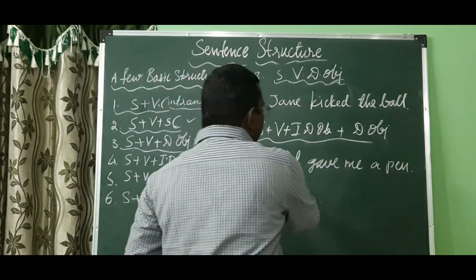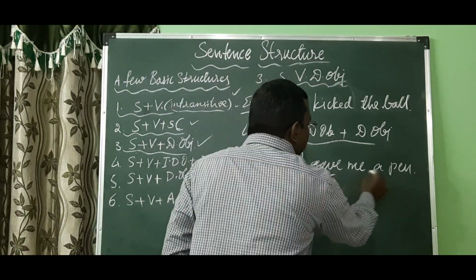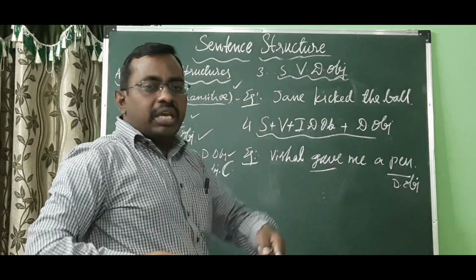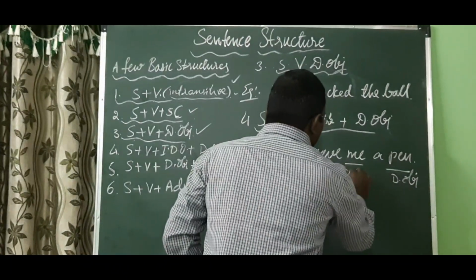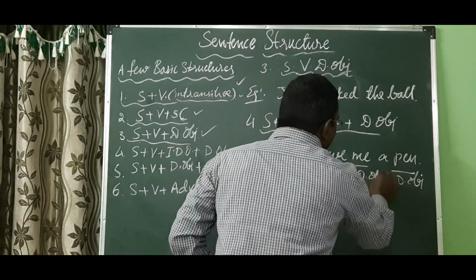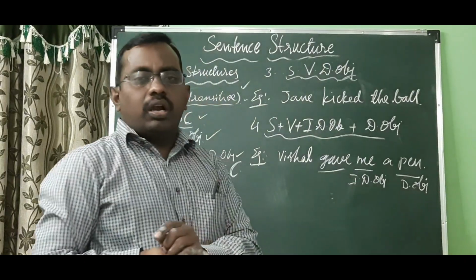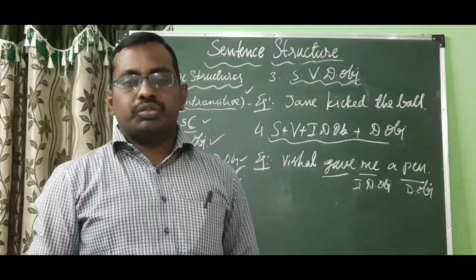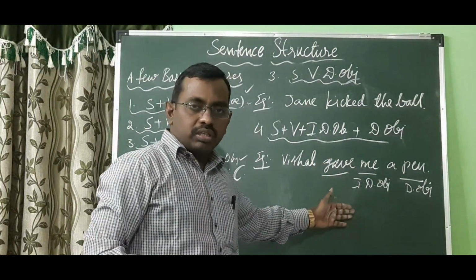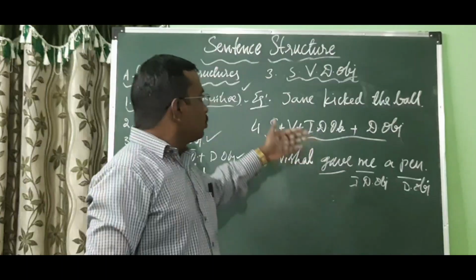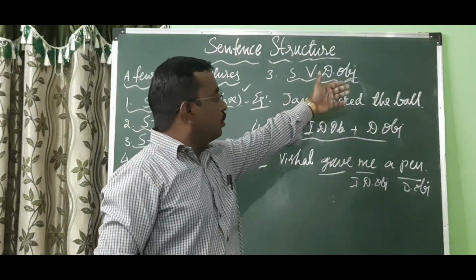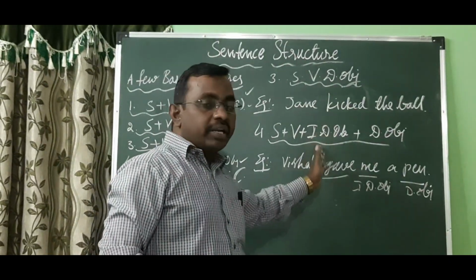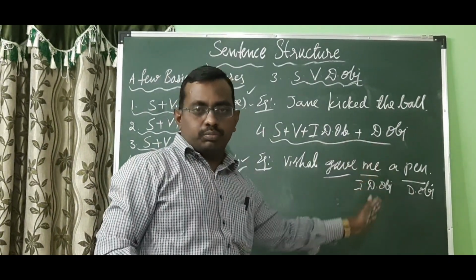See here, Vishal gave me a pen. What did Vishal give? A pen. This is a direct object. To whom did he give? To me. Right? So it is an indirect object. What is an indirect object? An object that receives the direct object is an indirect object. So these are the structures of a direct object, some examples of direct object and the combination of indirect object plus a direct object.